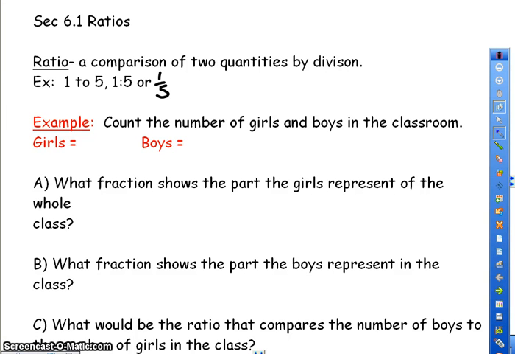Okay, we're getting ready to start chapter 6. So we're doing section 6.1, ratios. Everything we'll do this chapter will have to do with ratios and rates. Okay, so this is basically our foundation for the rest of the chapter.